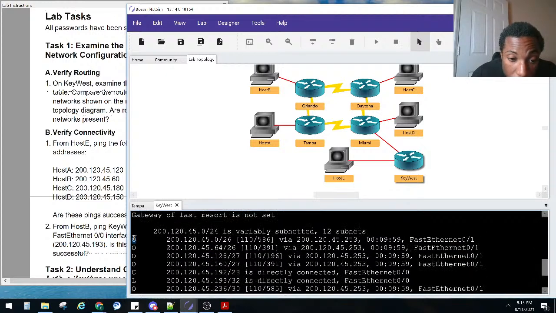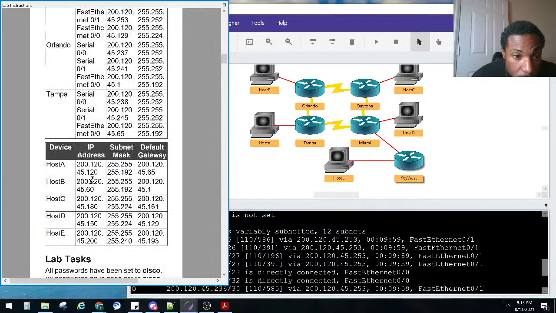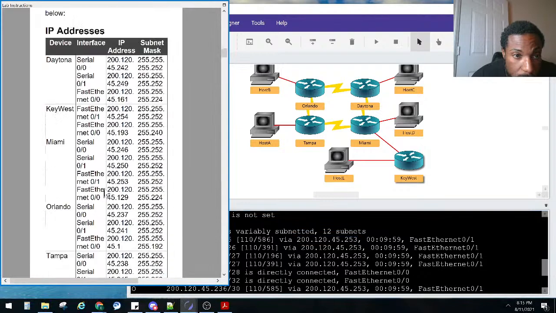We have the ones that start with O. What is that? You guessed it, OSPF, right? So these are OSPF learned routes right here. The administrative distance, the metric, and what interface we learned it from. Actually that's the local interface we learned it from. This I believe will be the next hop. Right? So to get to the 45.0 network, take the next hop of 45.253, which is, who is that? That's Miami. So to get to that network, you gotta go to Miami.